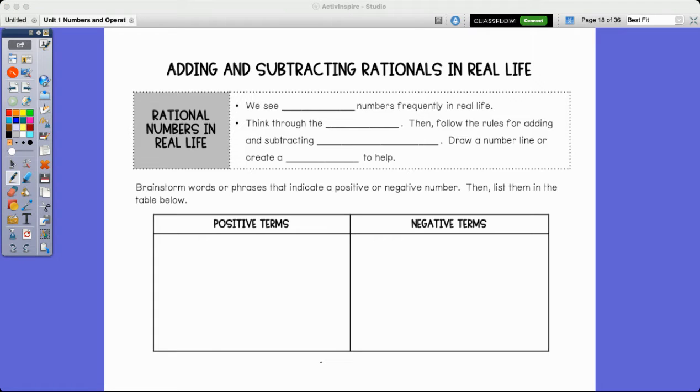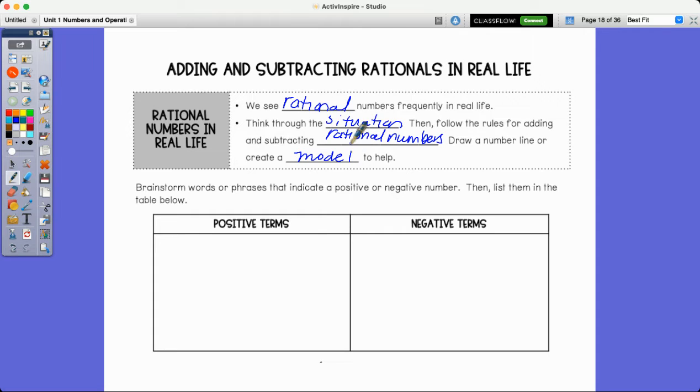So, rational numbers in real life, we see rational numbers frequently in real life. Think through the situation, then follow the rules for adding or subtracting rational numbers. Draw a number line or create a model to help. So that's what we're going to be doing here.